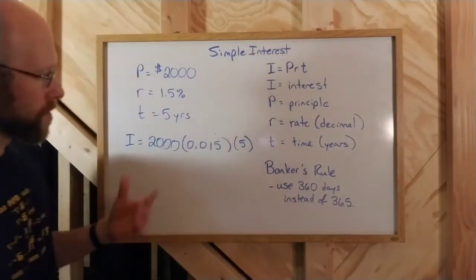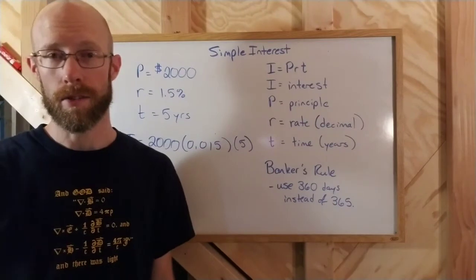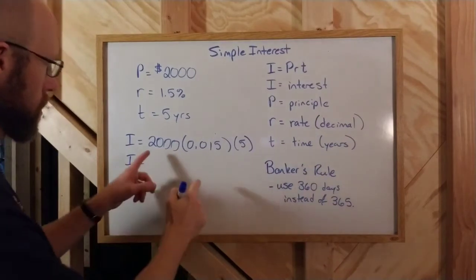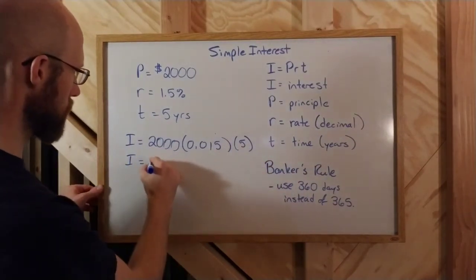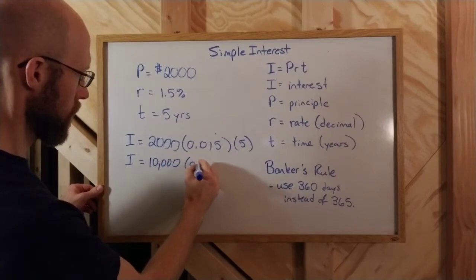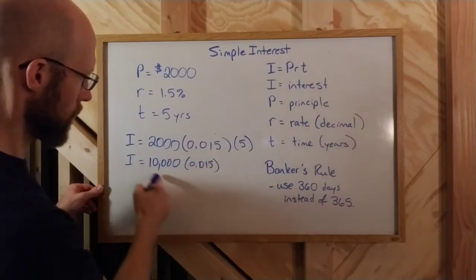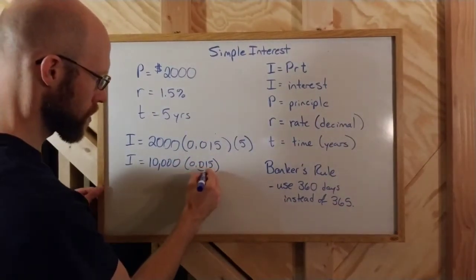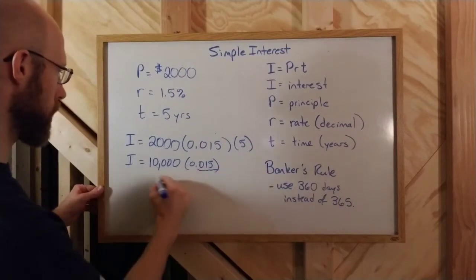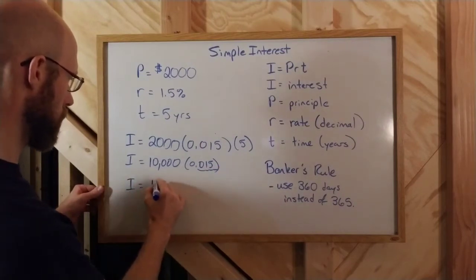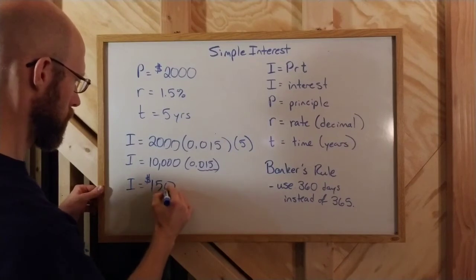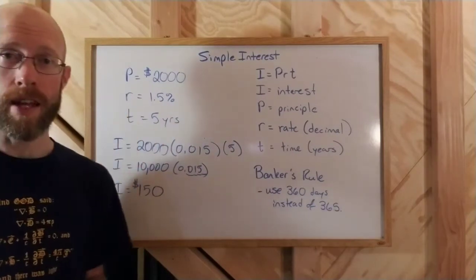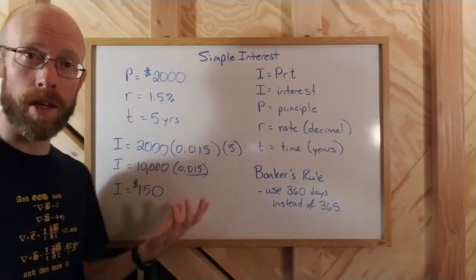Now, of course, you could do this calculation by hand. You could do that on your calculator. What's nice about the numbers I chose, and I didn't actually pre-plan this, but 2,000 times 5 is 10,000. And if you multiply any decimal by 10,000, you move the decimal point 4 places to the right. And so 1, 2, 3, 4, you end up with $150. So on a $2,000 investment at 1.5% annual interest over a 5-year period, you make $150.